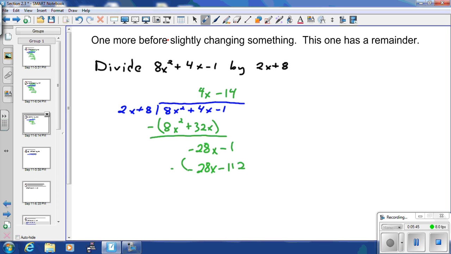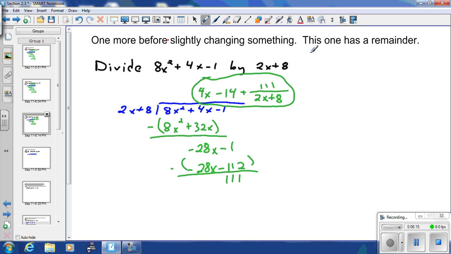And that's going to get subtracted. The negative 28x's are going to cancel. This is going to become positive 112, so adding to make 111. That's my remainder. So I'm going to write that as plus 111 divided by 2x plus 8. As far as division goes, that's my solution. We put our remainder over what we're dividing by out in front.